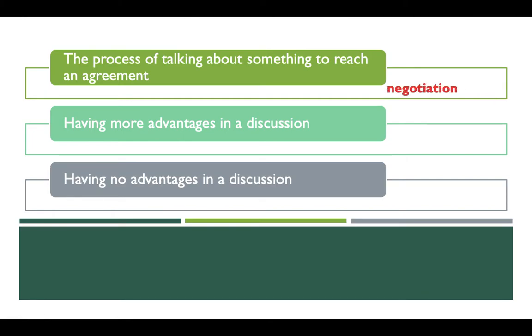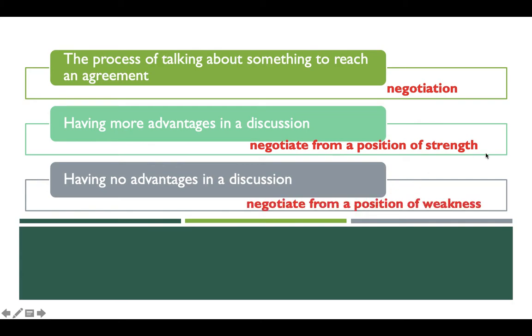negotiation. And I also introduced 2 useful expressions about negotiation to you last week. When someone has more advantages in the discussion, then we will say this person negotiates from the position of strength. On the other hand, when someone has no advantages in the discussion, then we will say this person negotiates from the position of weakness. These 2 phrases are indeed useful. I do hope you can use them in speaking in the future.